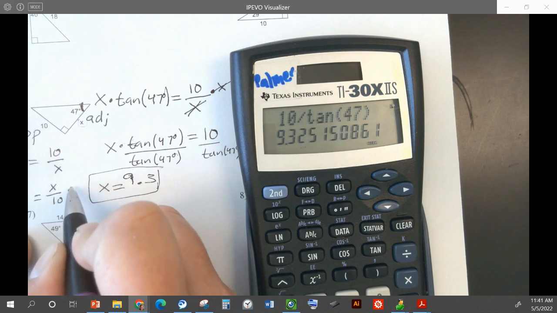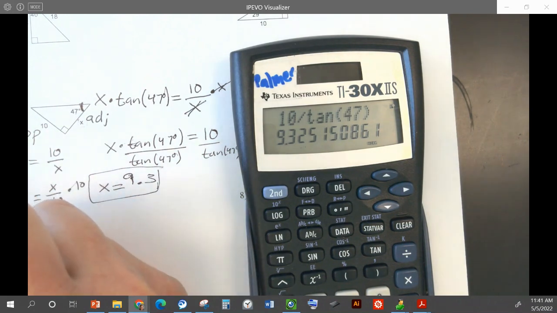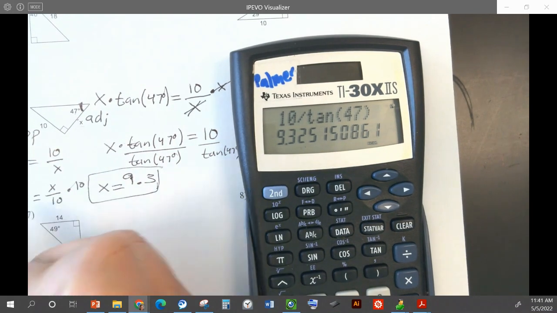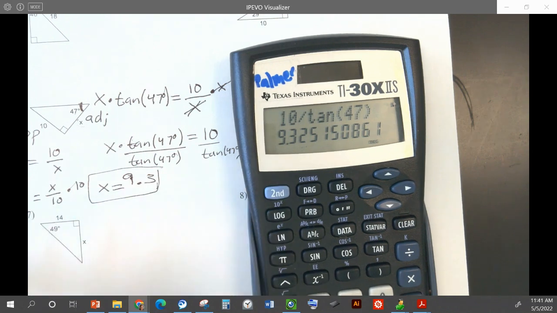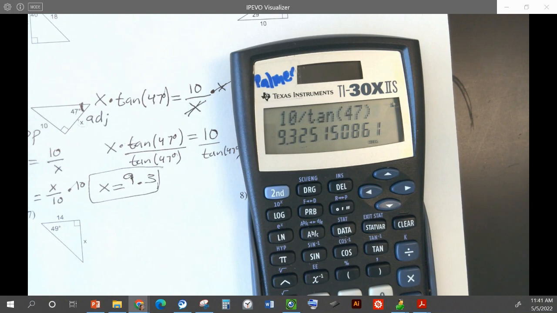And then I can just multiply both sides by 10. And I get the same thing. So 10 over tangent of 47 gives me x. That's the same thing. But sometimes that's a little bit easier to think about if you just flip both of the fractions and then move.